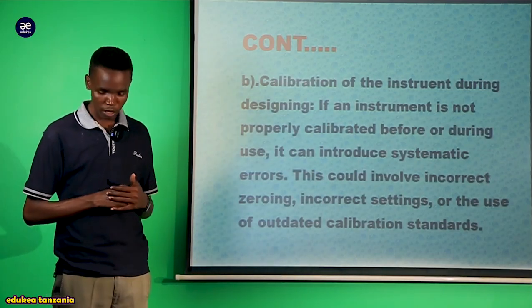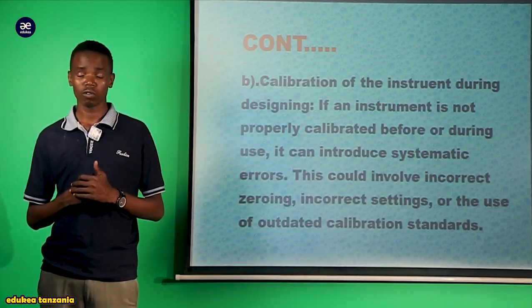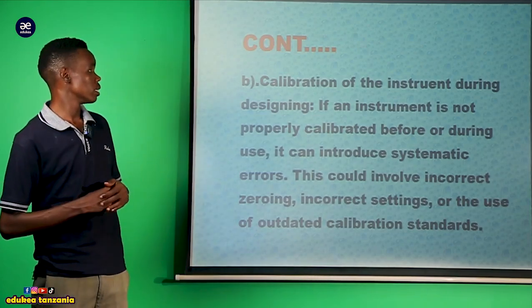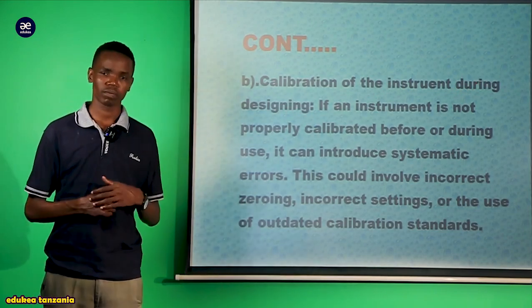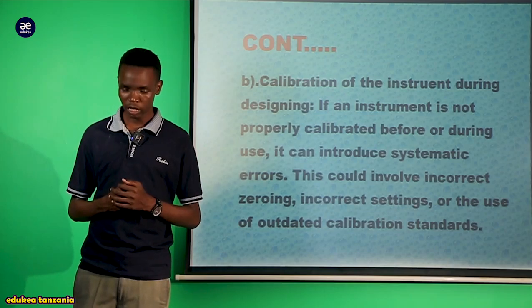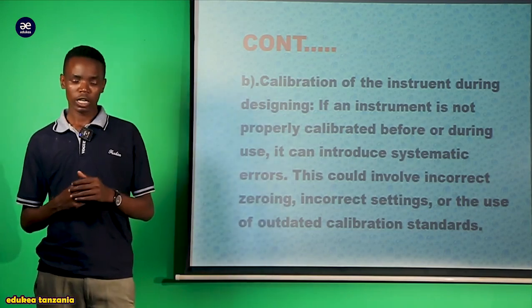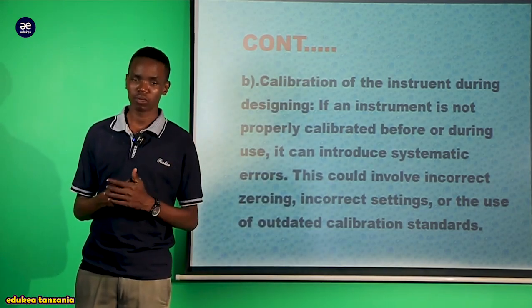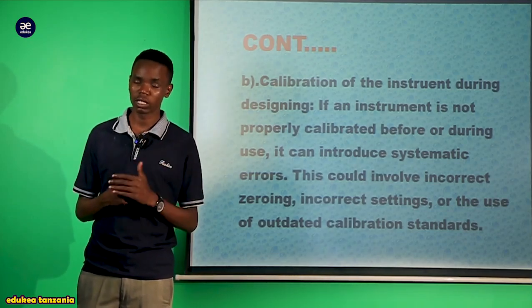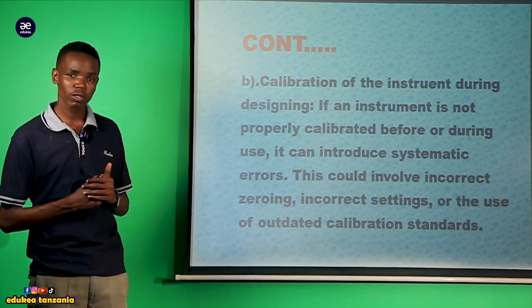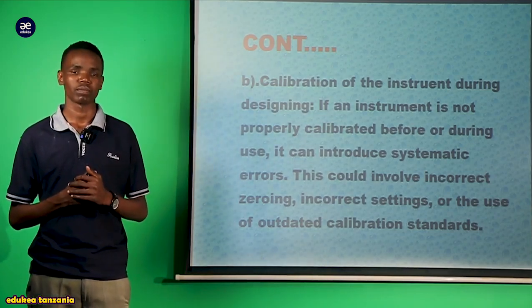So another reason, my dear student, or another cause of these systematic errors, is the calibration of the instrument during the design. The calibration of the instrument during the designing. When we design those instruments, if we are not careful during the design of the instrument, it will cause us to obtain the wrong value during the measurements.